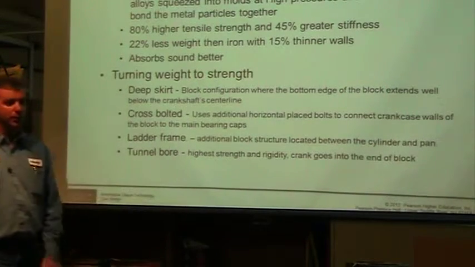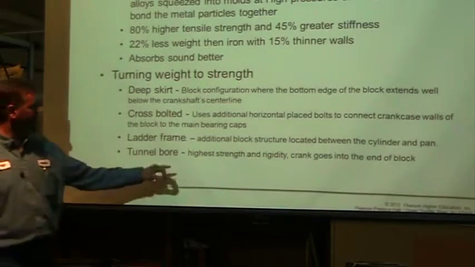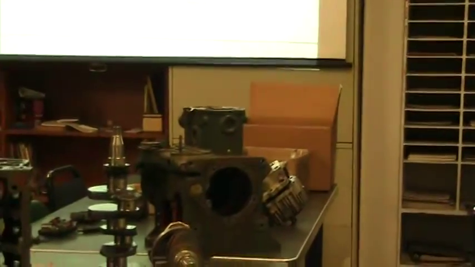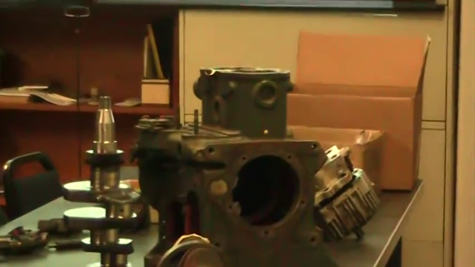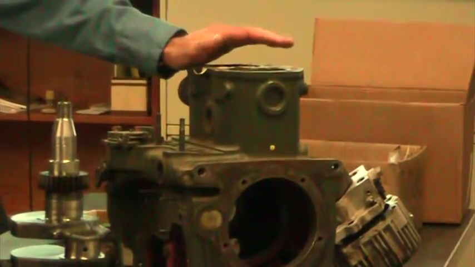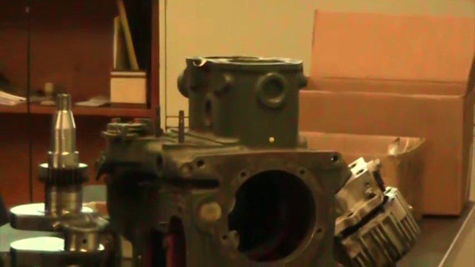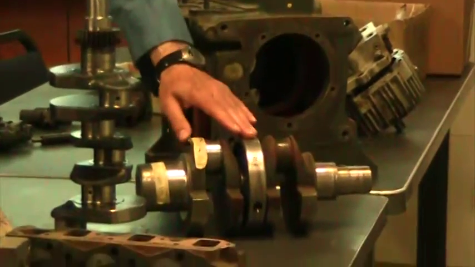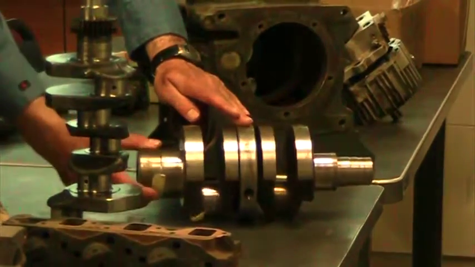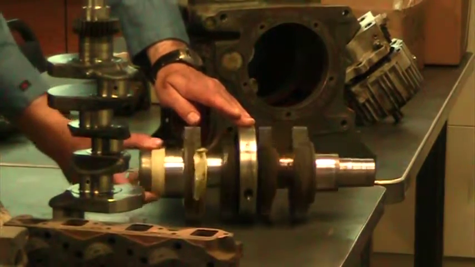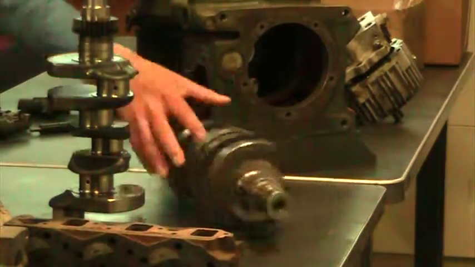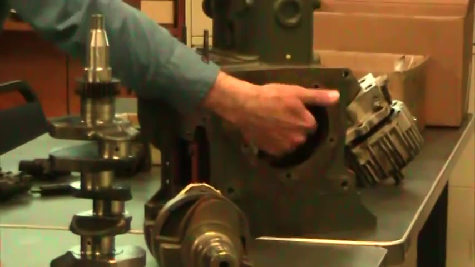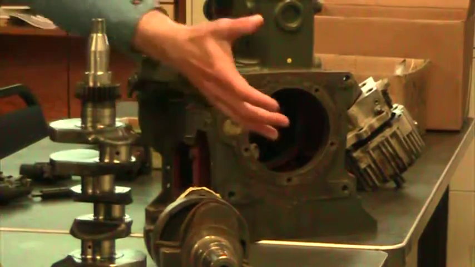And then the tunnel bore, which is like this green engine, has the highest strength and rigidity. The crank goes through the end of the block. So this is an Onan engine, and it has a tunnel block. And so here's the crankshaft for it. You can see the main bearing is independent of the crankshaft. We're going to take this engine crankshaft, and we're going to stick it in the end of the block. You see there's a giant hole there.